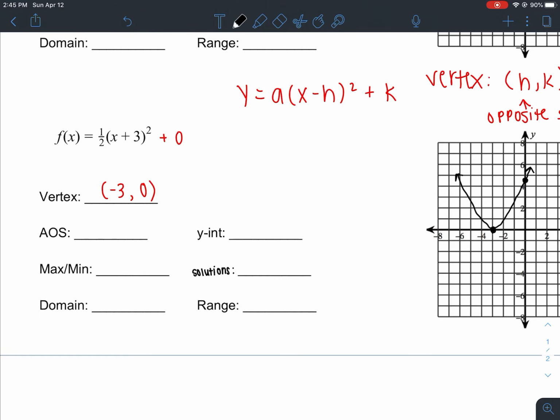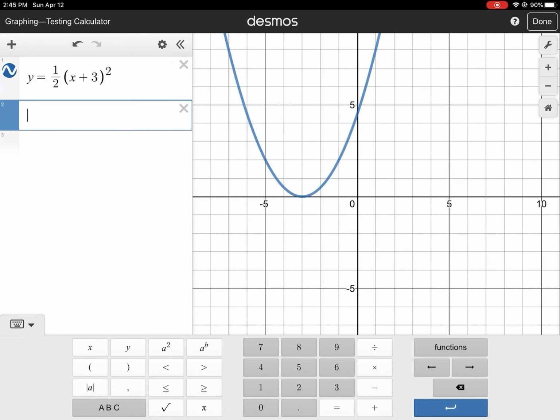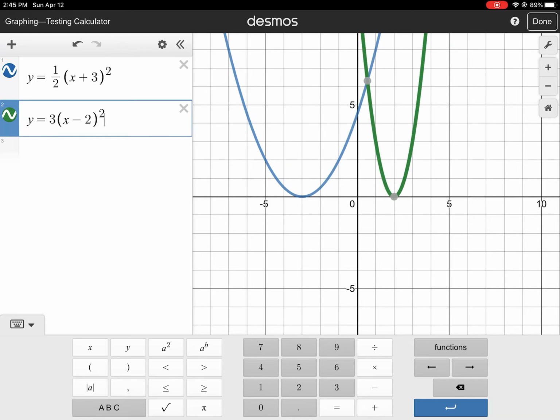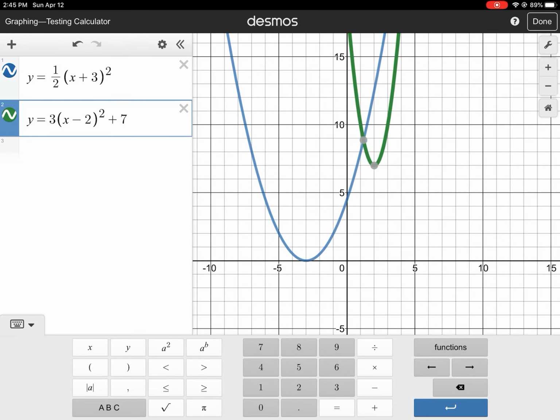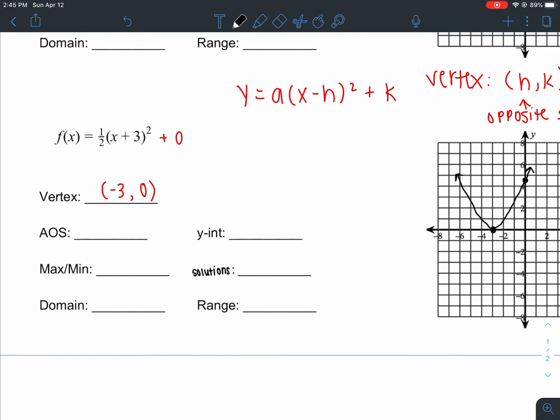Also, sometimes you may have a negative quadratic, and a negative sign in Desmos is just the minus sign. So, for example, if I have y equals negative 3 times (x minus 2) squared plus 7, a negative sign would just be a minus, and again, remember, negatives reflect, so that's why they turn upside down.